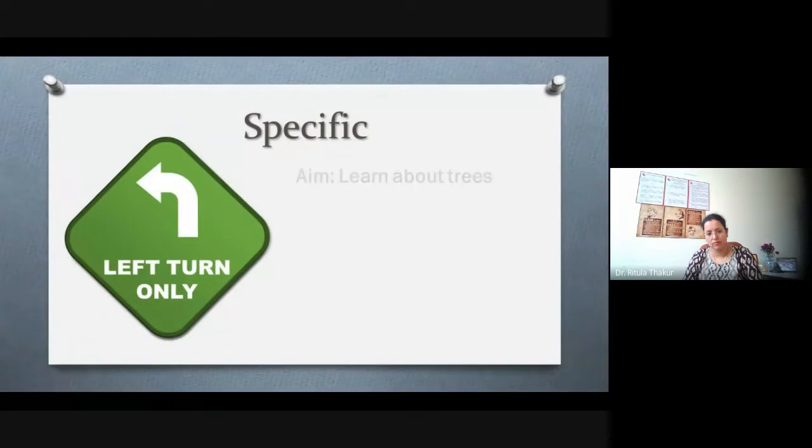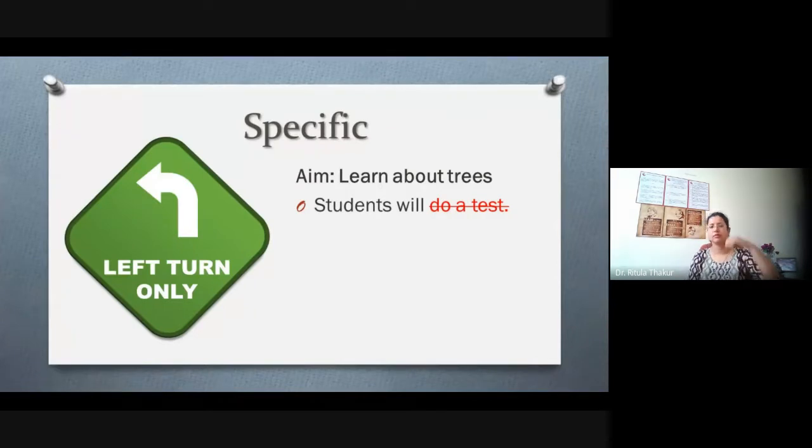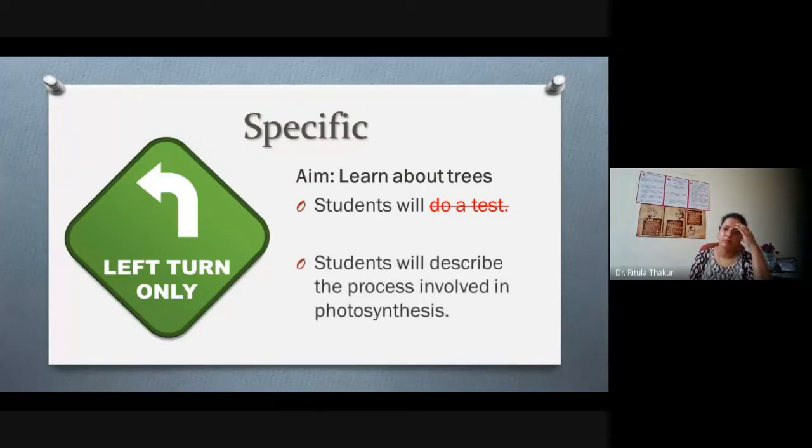If our aim is to learn about trees, we might write an objective which says students will do a test. Do a test is not specific, and another tutor covering your lesson wouldn't know what the test was supposed to be about. It is also something students will do, not what they will be learning. It is important that your objectives deal with learning. So we could change this to students will describe the process involved in photosynthesis. This is much clearer and also shows what you expect the student to learn.